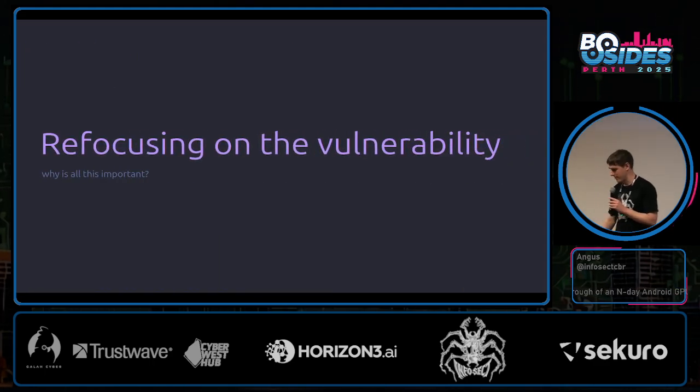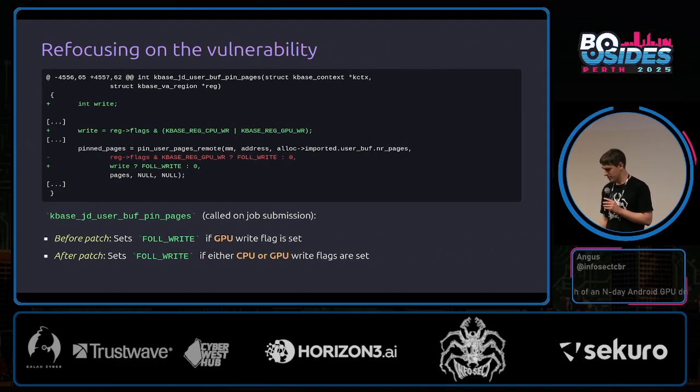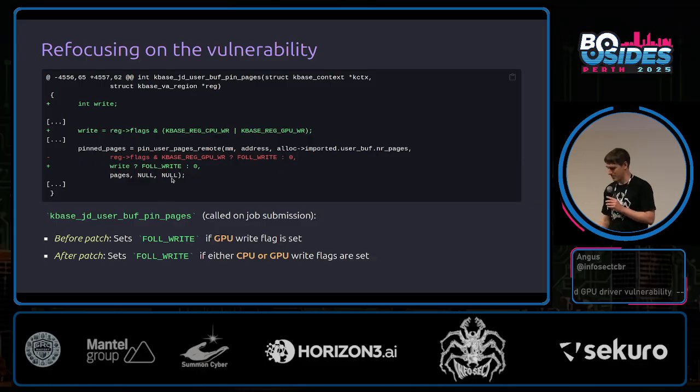So let's refocus on the vulnerability for a second. Why is all this import functionality important? Let's look at the patch again. We can see here that the patch is in that pin_user_pages remote function. And what's happened is they've twiddled some flags. It looks like previously, if only the GPU write flag was set, it would set this FOLL_WRITE flag. Whereas in newer versions, it's going to check a CPU write flag and GPU write flags, and then it will set the FOLL_WRITE flag. Once again, this still doesn't make much sense because we don't know what FOLL_WRITE does yet. So let's have a look at that.